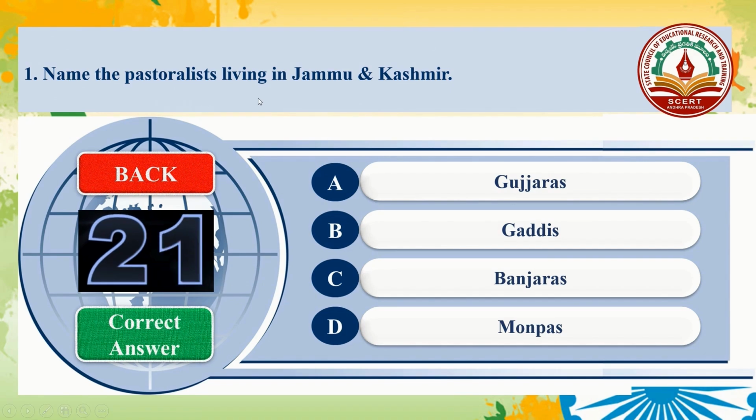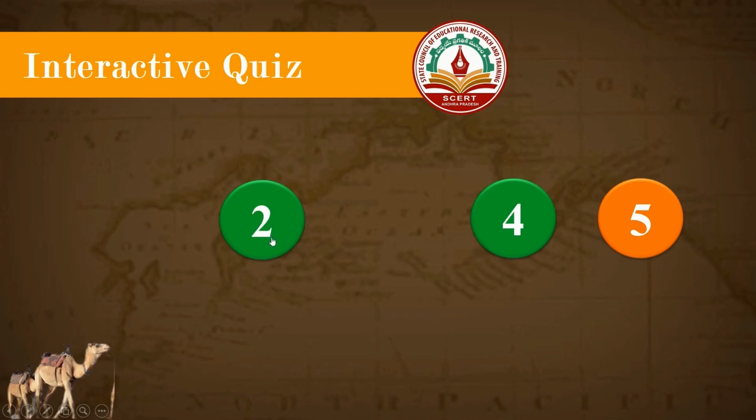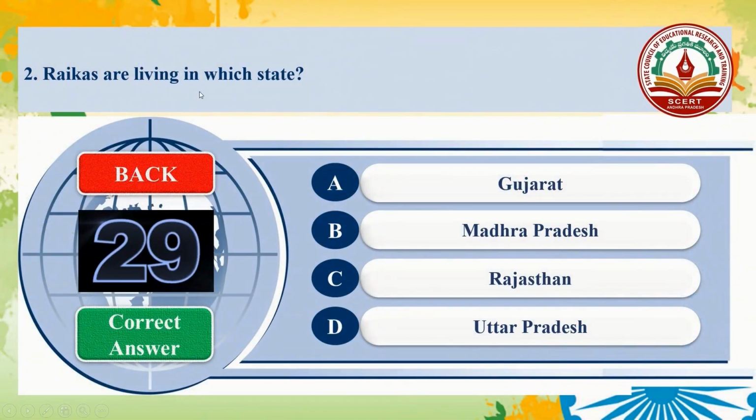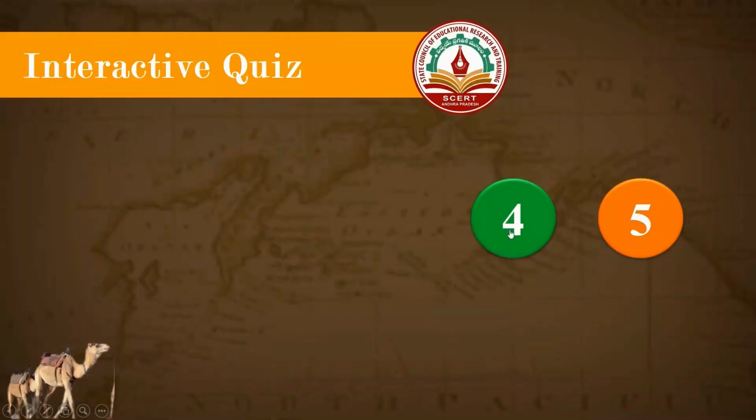Name the pastoralist living in Jammu and Kashmir. Correct answer is Gujarat. And next, if another student choose number 2, Raikas are living in which state? If you want to know correct answer, we have to click on correct answer button, Rajasthan, and again back. Another student choose number 4.